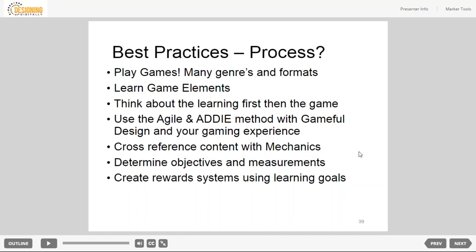So the best practices, a couple of things. Play games in many different genres and formats, even games that you might think are absolutely stupid or of no interest to you. Play them, because you have to learn the gaming elements. Think about the learning first. Determine objectives and measurements, and then create reward systems using those learning goals. Again, my goal for the kids was to rake up the leaves, so I put mechanics all the way around that to give them pressure, a reward, and constant feedback, which would allow them to continue moving through the process and not get bored within the first 5 seconds.